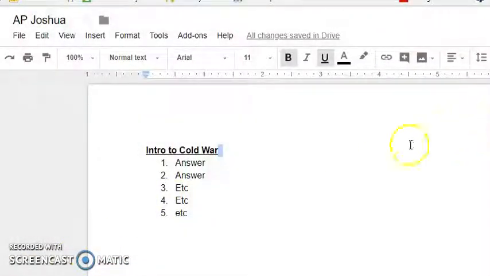I promised you on day two you would have an assignment. So let's look at what you're going to do. You created your Google Docs that says AP and your first name, as you see in the upper left of your screen. That is my first name, which you are not allowed to use. So it should say AP and your first name. What I want you to do is, in bold and underlined, write Intro to Cold War. And you're going to answer 5 questions.